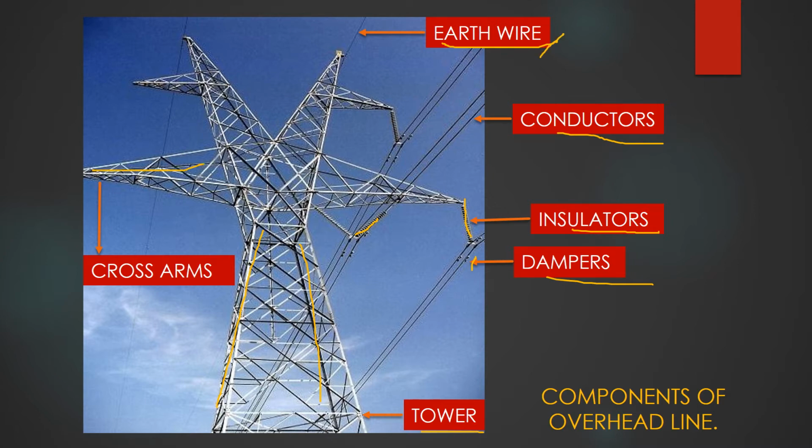These are cross arms. They are generally used for the conductors or for installing the insulators through which the conductors can run.